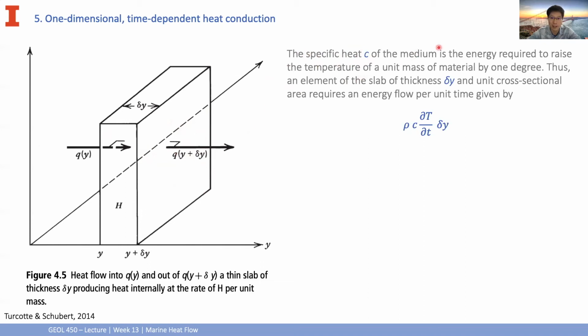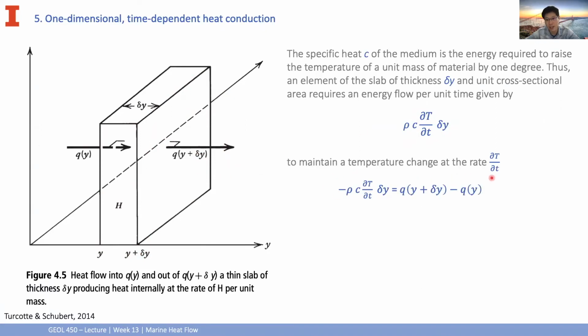It describes the energy required to raise the temperature of a unit mass of material by 1 degree. So therefore, we can derive for this slab with the thickness of delta y, and the cross section has an area of 1, which is a unit area. So the energy required to heat this slab up by 1 degree at a given time can be expressed by this equation, which is heat capacity multiplied by density and the temperature changing rate and the thickness of this slab.